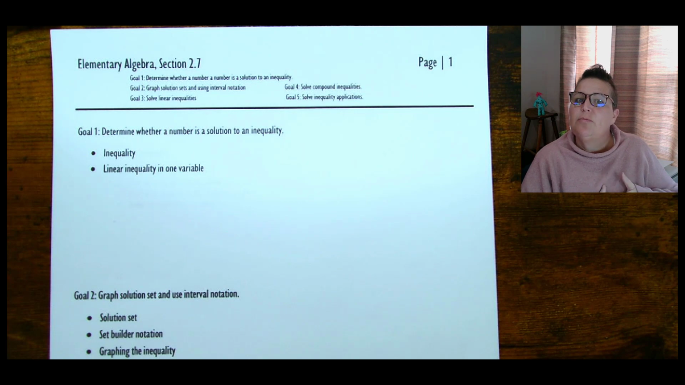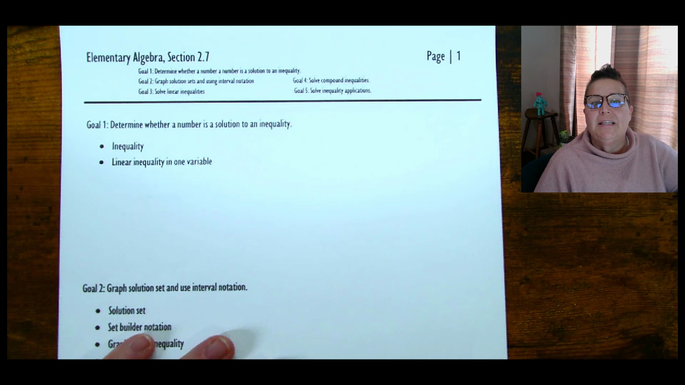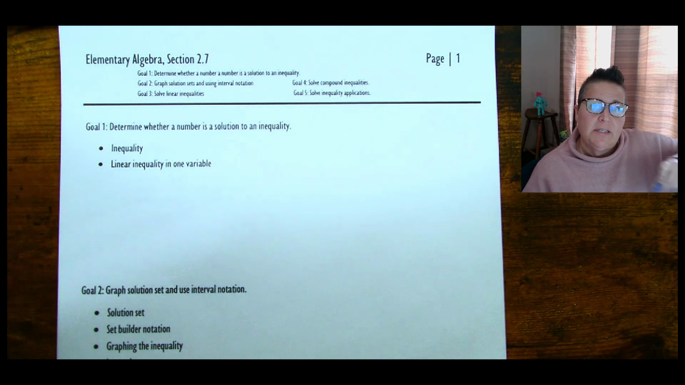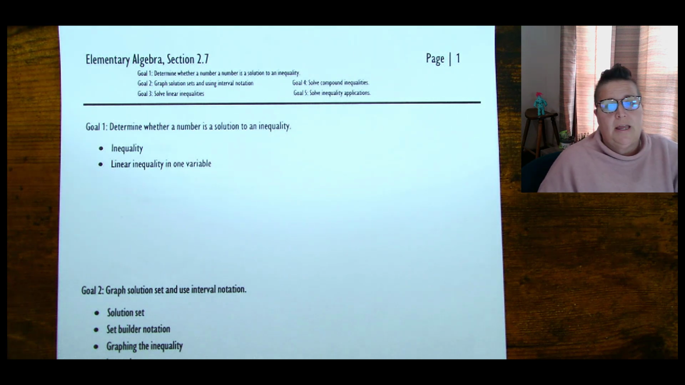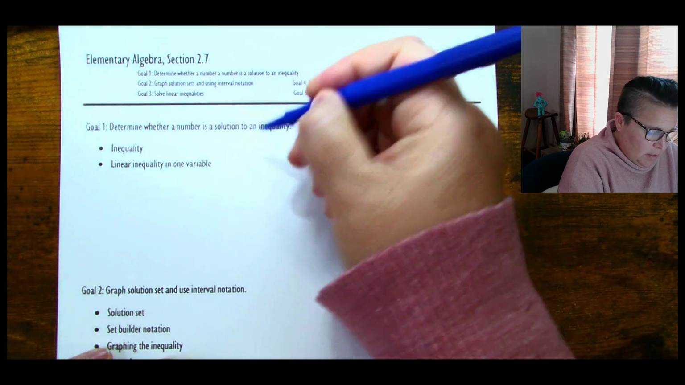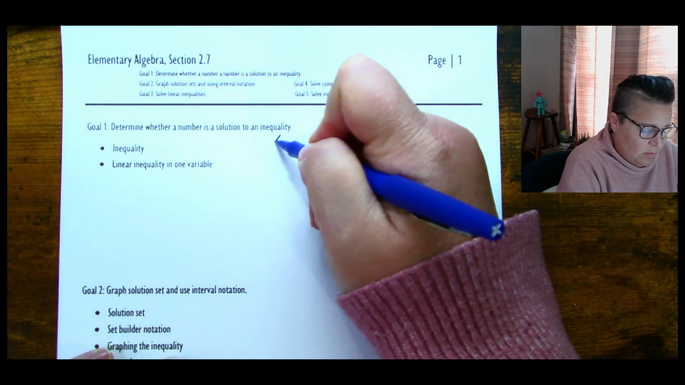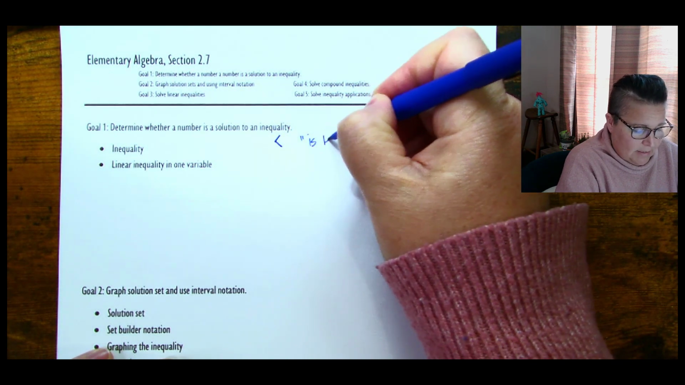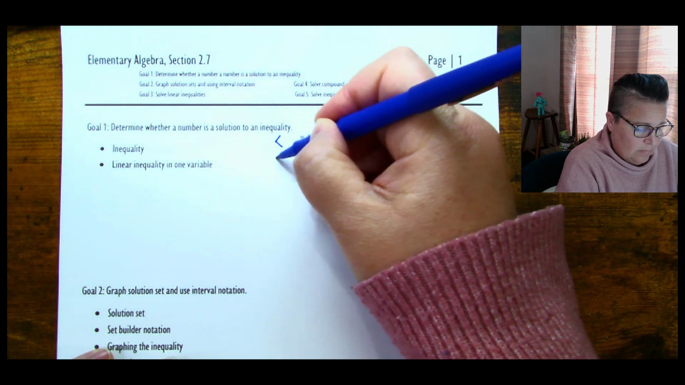This is Elementary Algebra, and we are going to be working on section 2.7 today. This is inequalities. So to begin with, we're going to talk about some of the basic inequalities and what those look like. So inequalities are when things are not equal. It could be that we're talking about this inequality symbol, which is read out as is less than.